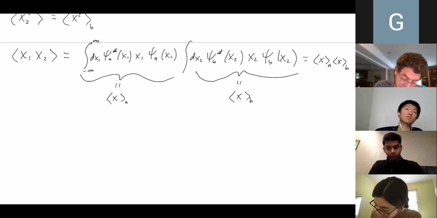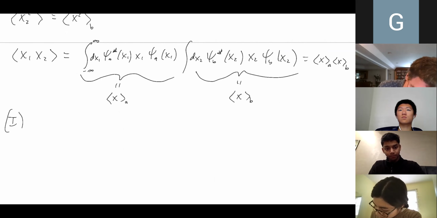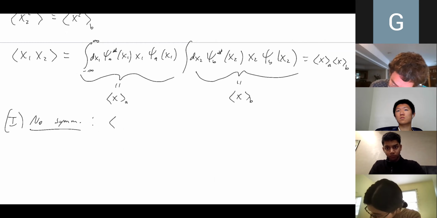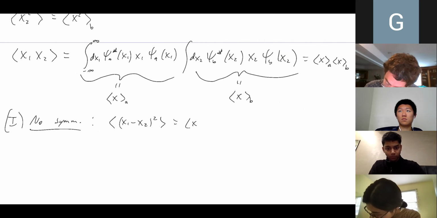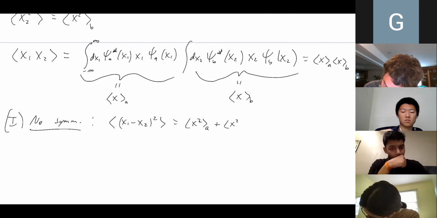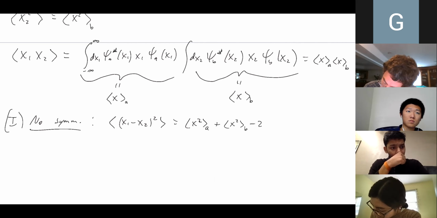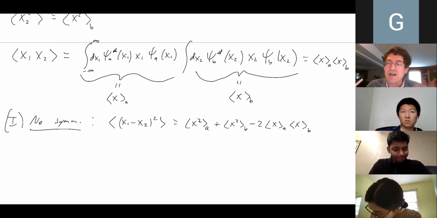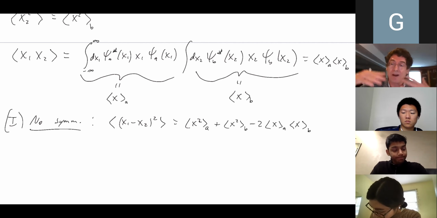So what we learned from all of this is that for the first case of no symmetrization, the distance squared between the two particles, the expectation of (x1 minus x2) squared, is equal to the expectation value of x squared for a single particle in state A, plus the expectation value of the position operator squared for a single particle in state B, minus 2 times the expectation value of the position in state A times the expectation value of the position in state B. This might seem a little abstract, but each step is fairly straightforward. We're just grinding through the algebra.